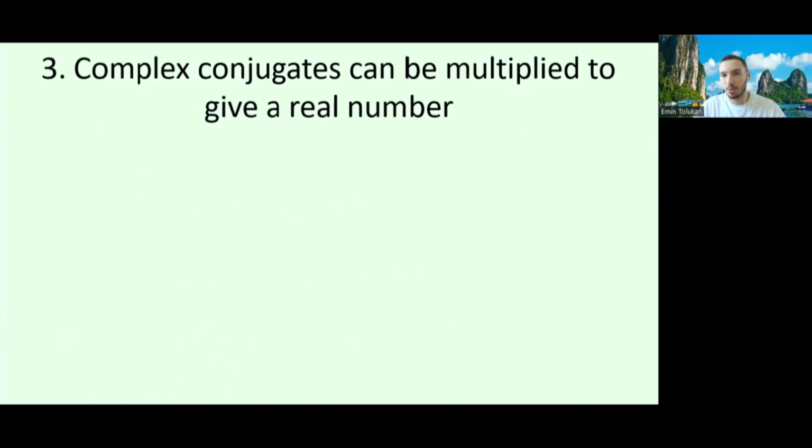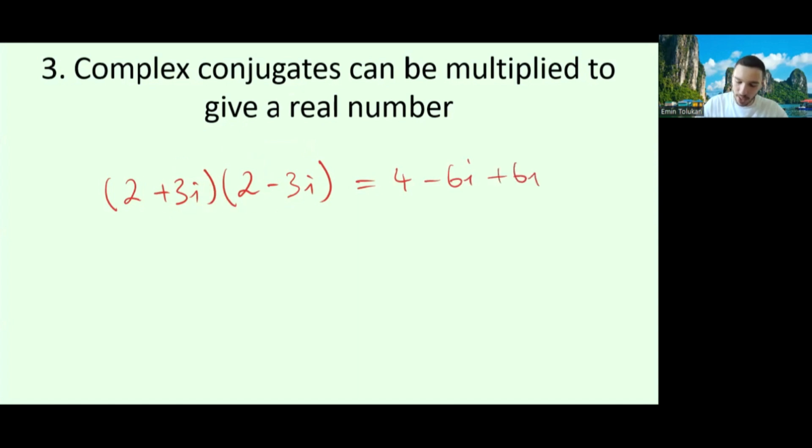So why am I explaining the complex conjugates to you? Well, because complex conjugates can be multiplied to give a real number. And I'm going to demonstrate it to you right now. Let's say we have two complex conjugates multiplied by each other, 2 plus 3i and 2 minus 3i. These are complex conjugates of each other because their imaginary parts are opposites. If I multiply these, I get 2 times 2, which is 4, 2 times negative 3i, which is negative 6i, 3i times 2, which is positive 6i, and then 3i times negative 3i gives me negative 9i squared.